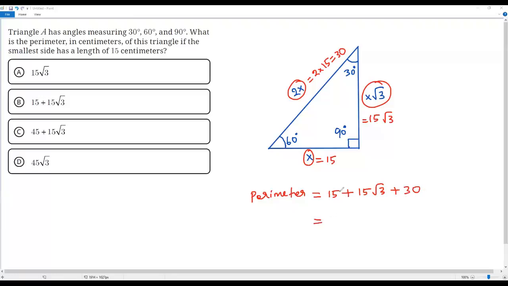Okay, now here these two values do not contain any radical, so they are just numbers. We can combine them because these two numbers are like terms. When I combine 15 and 30, it will be 45 plus 15 square root of 3 centimeters. So this is the perimeter of the triangle. So I find this numerical expression, 45 plus 15 times square root of 3, in option C. So the correct answer choice for this question is option C.